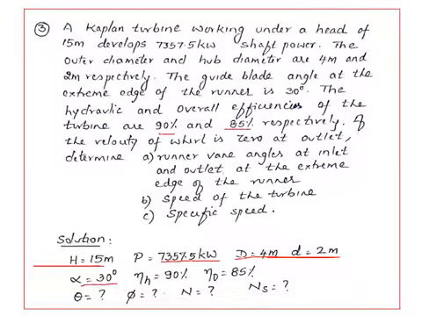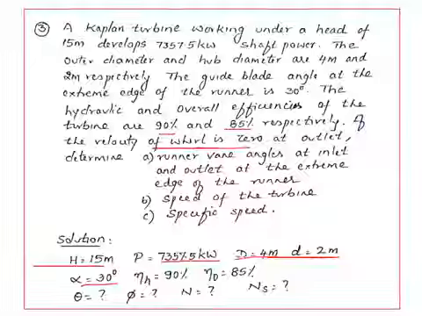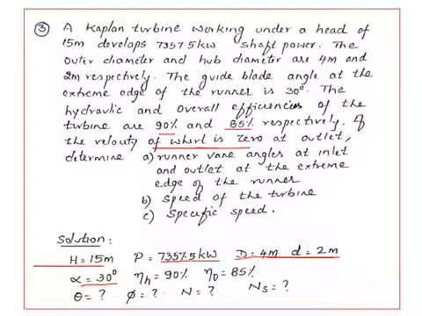The velocity of whirl at the outlet is not stated, but the discharge is always radial at the outlet, so Vw1 is always 0. We have to find the runner vane angles, that is theta and phi. Also we have to find the speed and the specific speed.